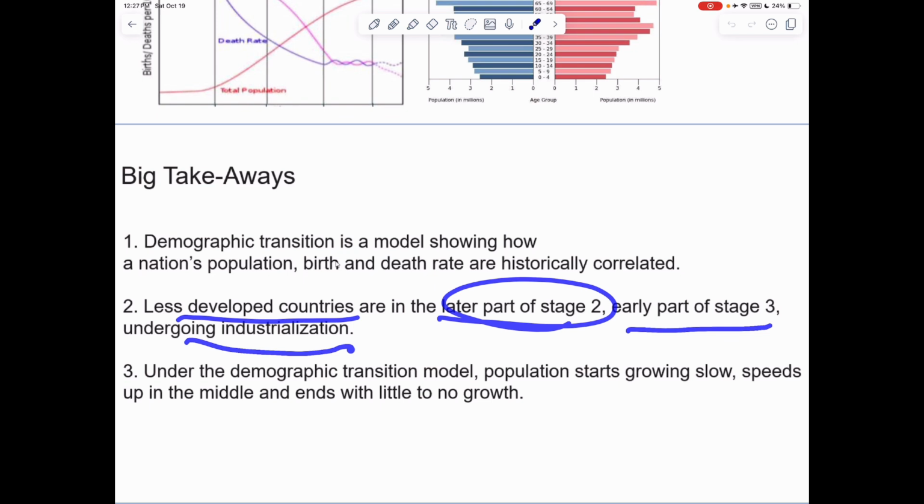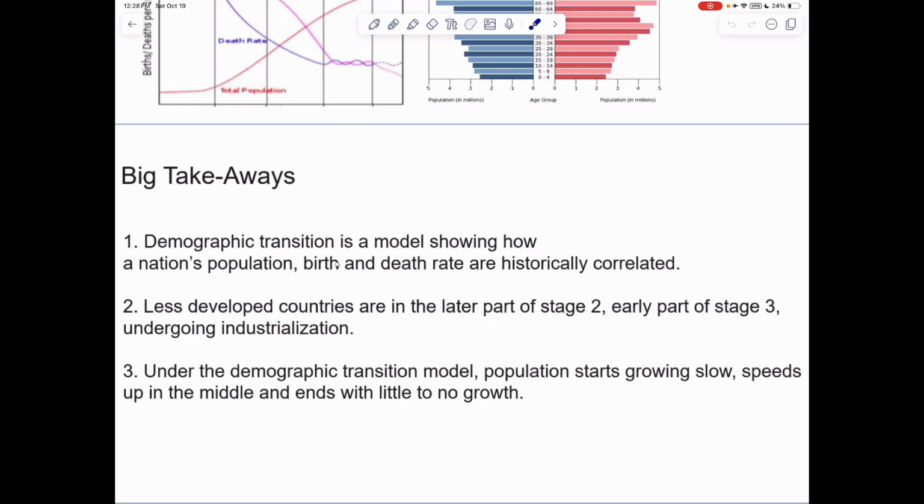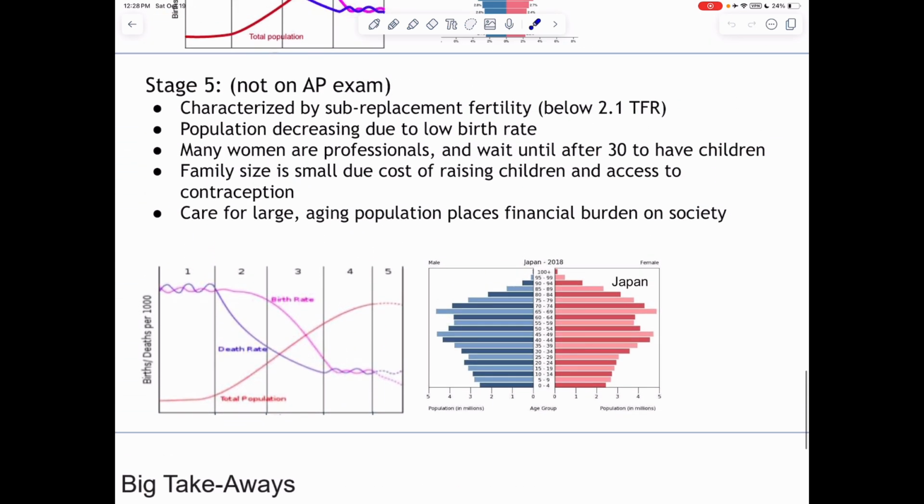That's important. And just remember, with this transition model, our population is going to go from no growth to growing slowly, speeds up in the middle, and then it's going to end with little to no growth. So looking at this again, we have no growth, speeds up, slows down, and then no growth again. That's the general trend that we're looking at.